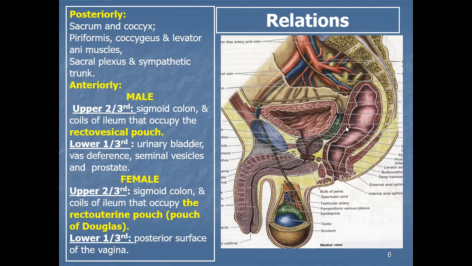In the lower one third, as we know, the rectum is separated from the urinary bladder, as well as from the vas deferens, seminal vesicles, as well as the prostate here. So prostate will be below. But in case of female, as we know, we have the uterus, as we can see in the previous picture.